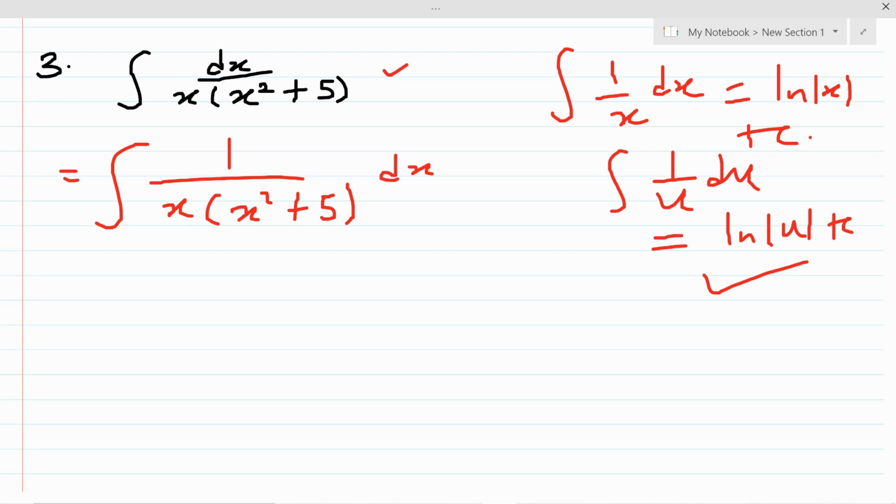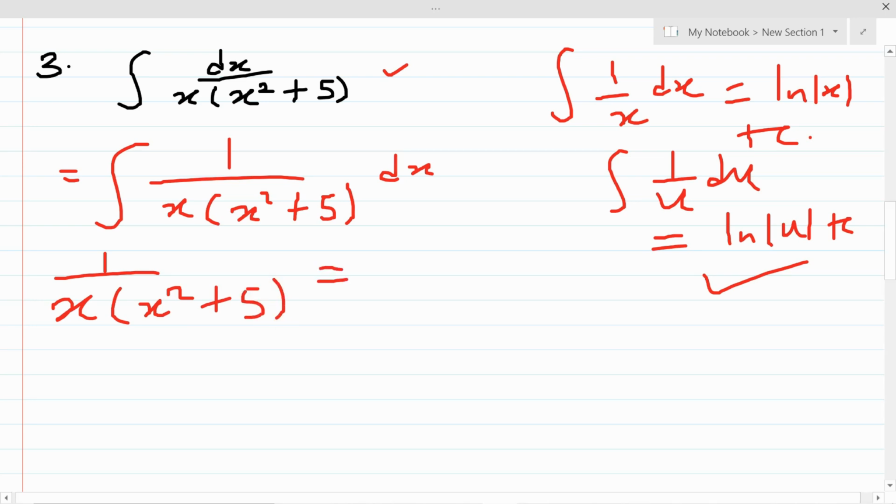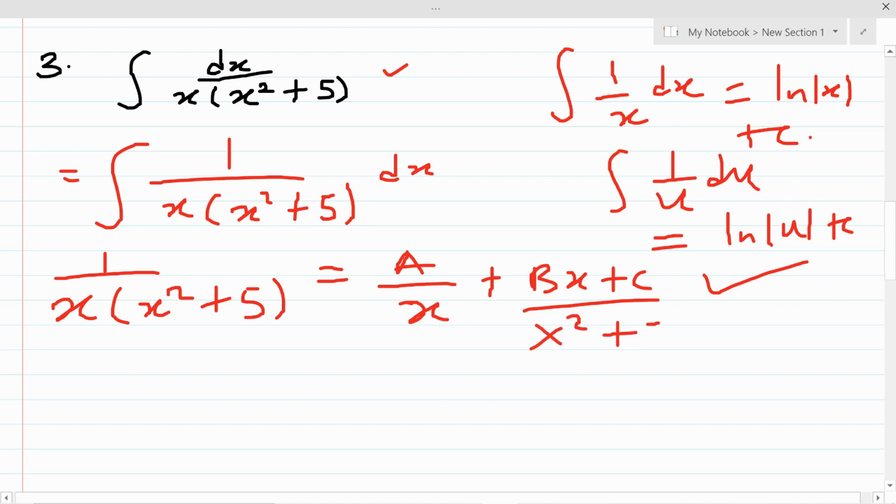All right, so now let's start. I just convert this fraction: 1 over x into x squared plus 5 equals what? A over x plus bx plus c over x squared plus 5.